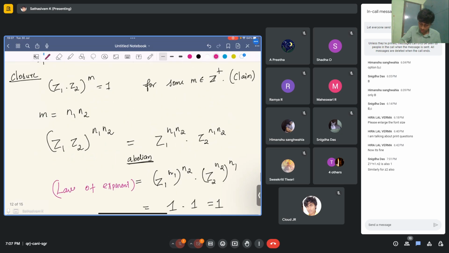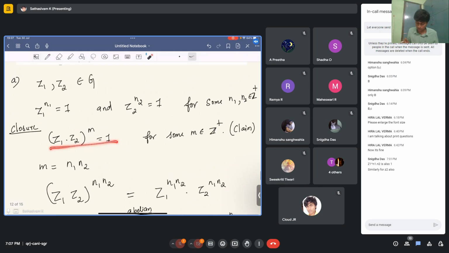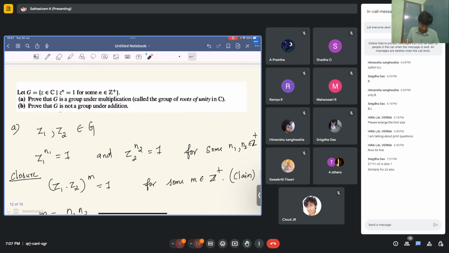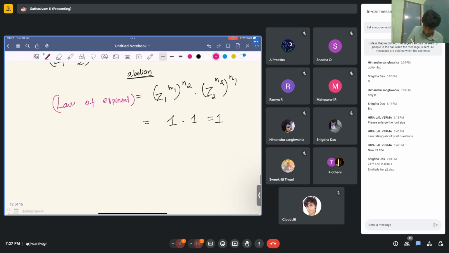So what we have proved is that this also belongs to 1. That means this is closed. So this is the question. This is my group, and we just proved that the multiplication also exists, such that this is equal to 1. So that means z1 and z2 belong to G. So closure is done.